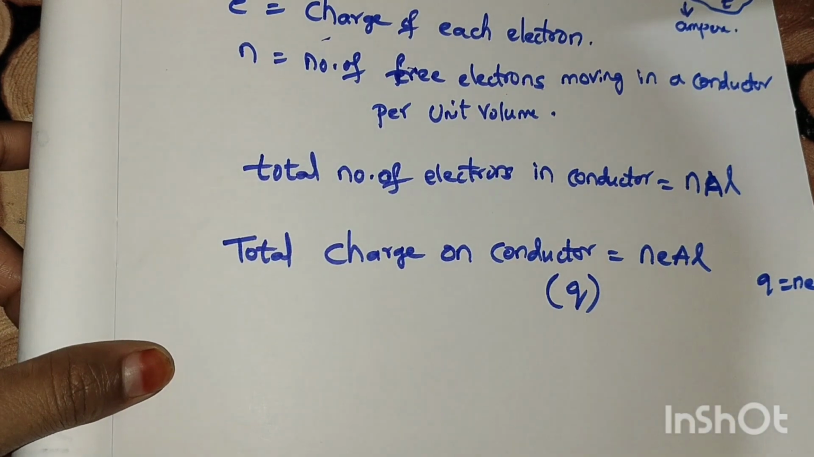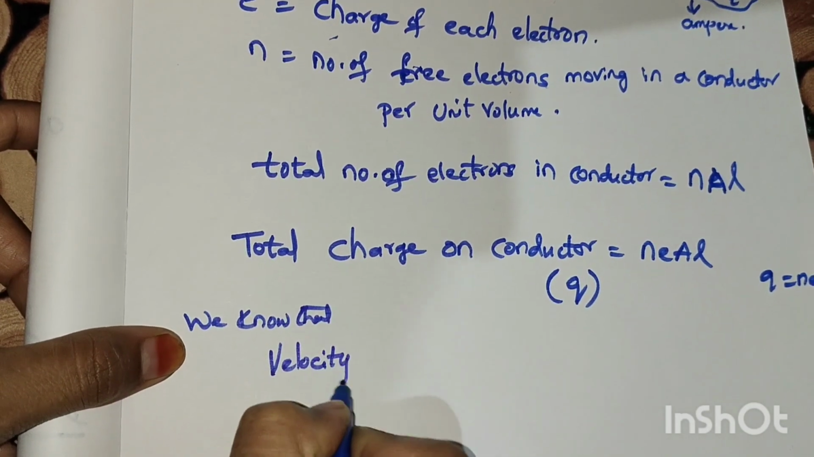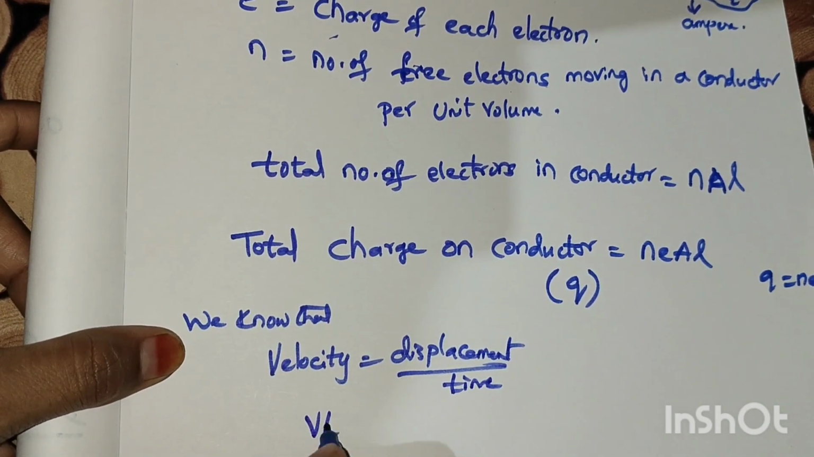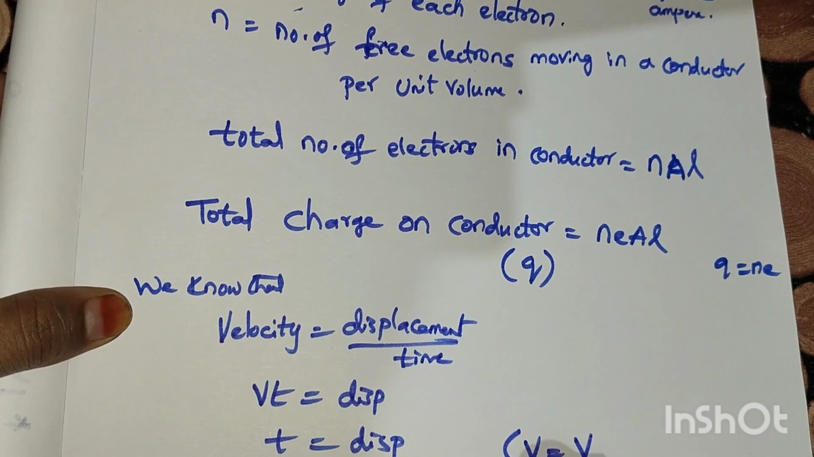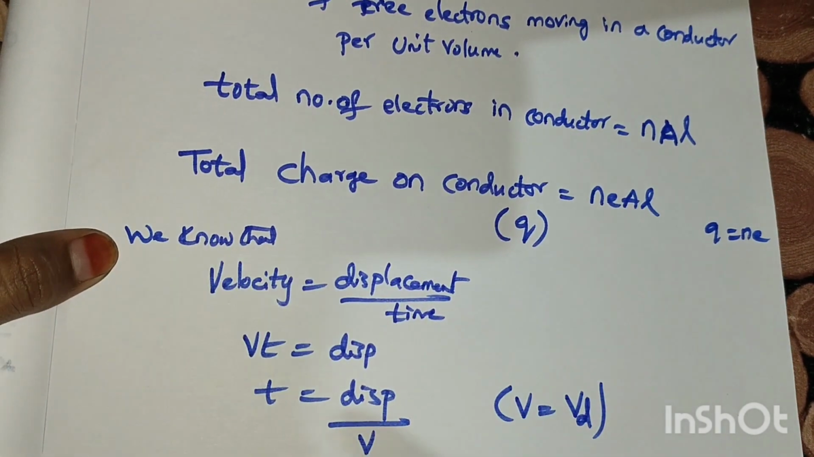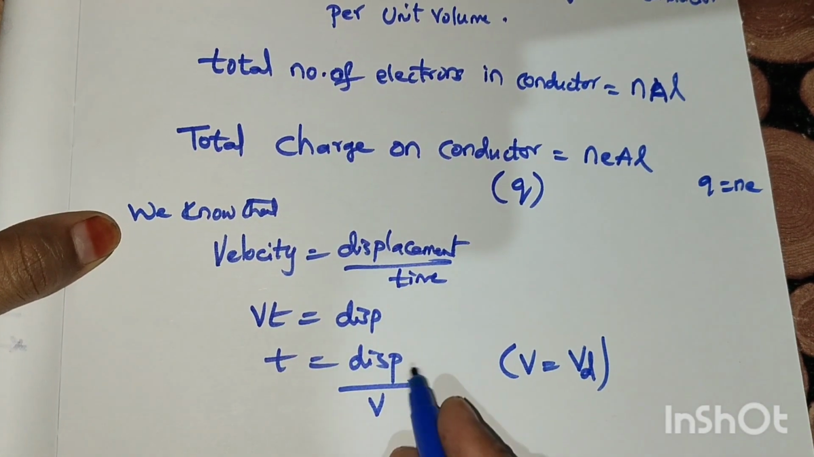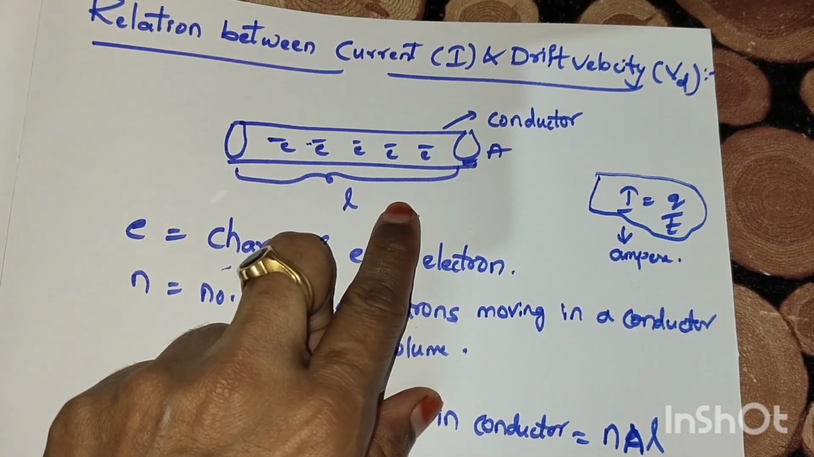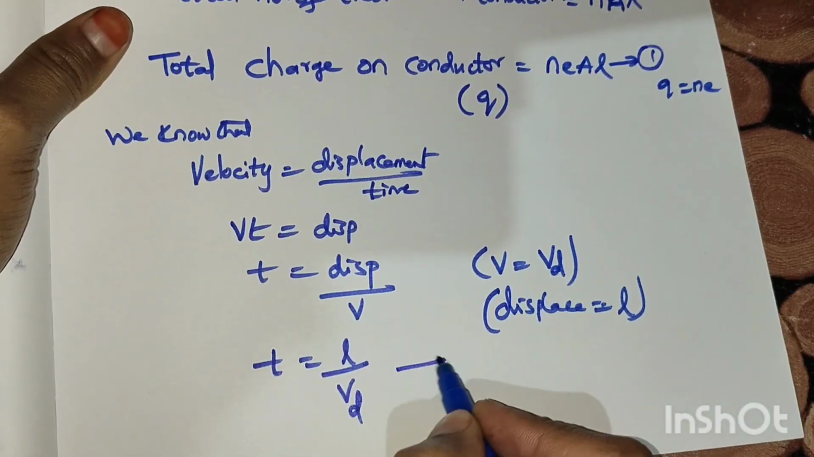Now to find T here, we know that velocity is equal to displacement by time. We want time here, so send it to the left hand side: Vt is equal to displacement, so T is equal to displacement by velocity. Velocity is taken as drift velocity here. Why am I taking drift velocity? I said that it is the average velocity of free electrons passing through the conductor. So V equals Vd. In place of velocity we take the drift velocity, and displacement is taken as L, the length of the conductor. Substituting, T equals L by Vd. So this is considered as equation 1, and Q equals NeAL is equation 2.